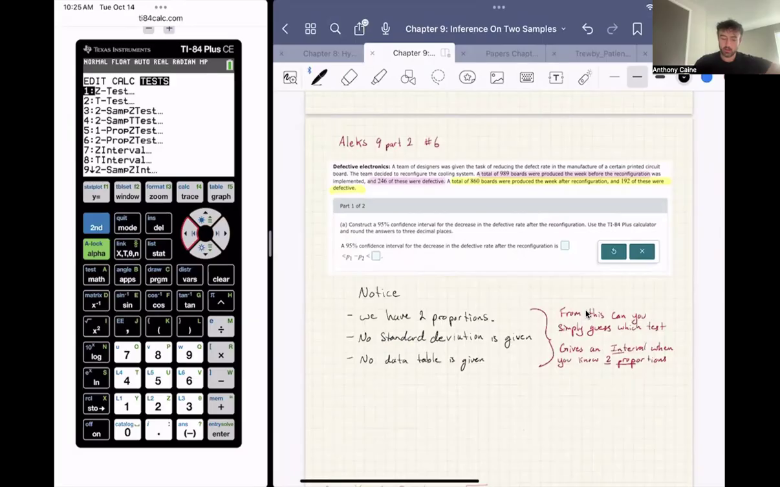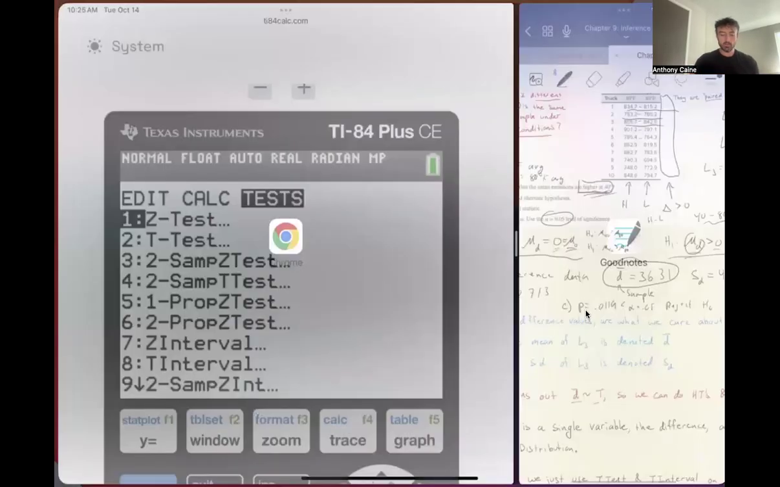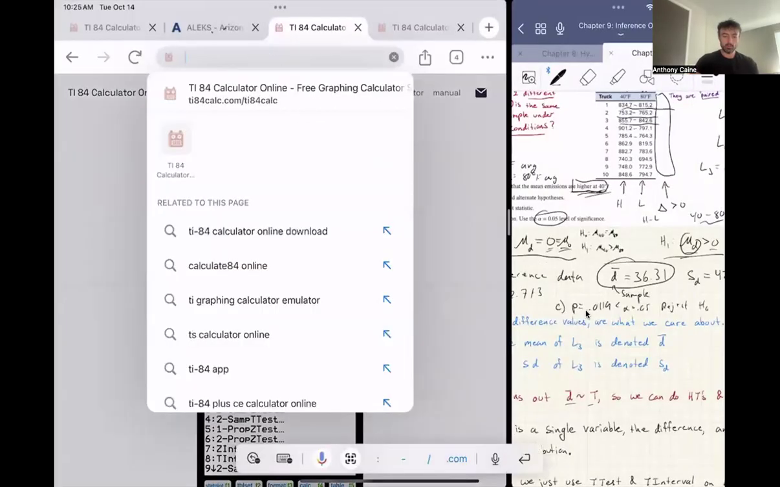Team electronics. Okay, so I guess this is the one problem for difference. So let's take a peek at some other Alex problems and get some practice with this.